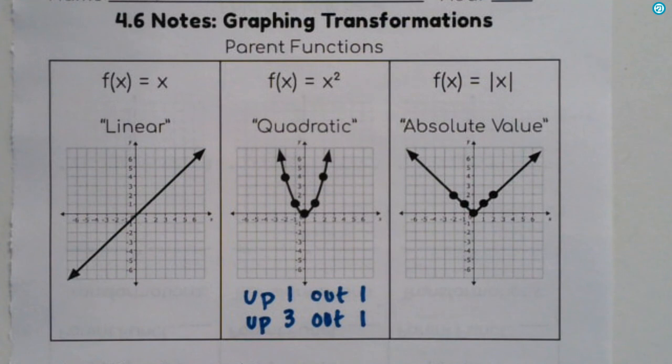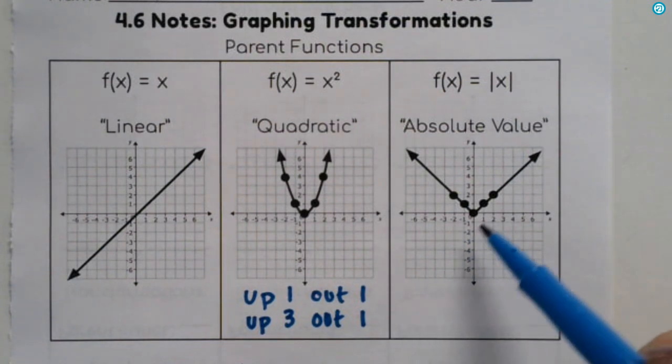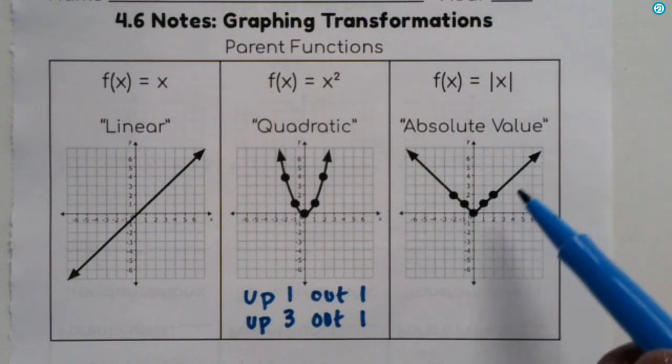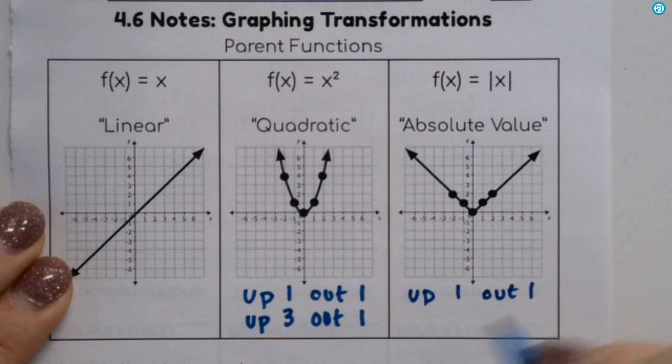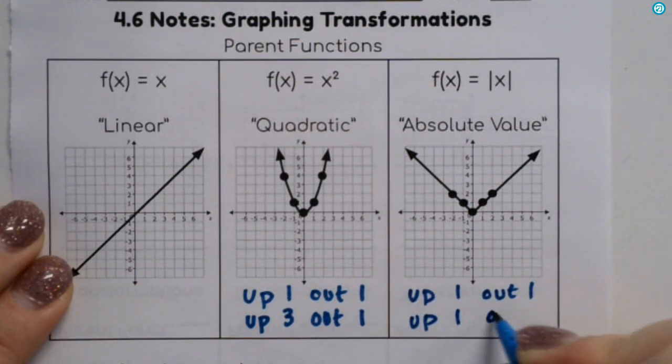Okay, absolute value functions are V-shaped, and their pattern's a lot easier because it's just up 1, out 1, and then up 1, out 1 again. So let's write that down. Up 1, out 1, up 1, out 1.